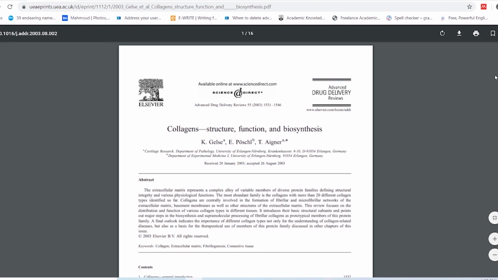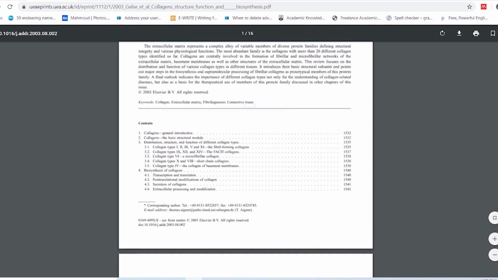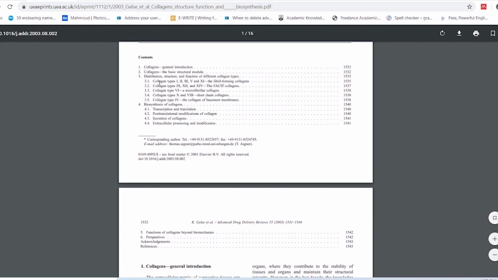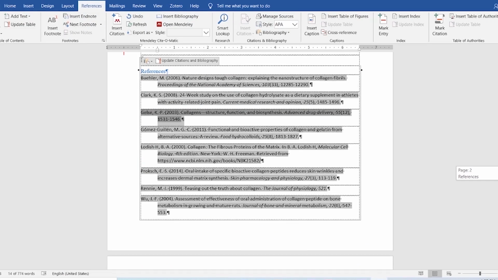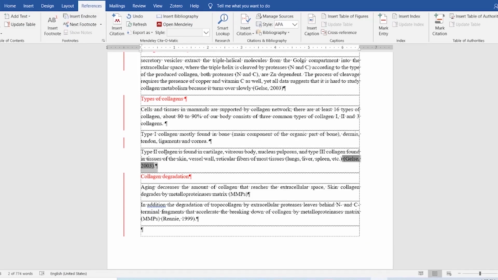Now you can see that it talks here about collagen structure, and it talks about collagen type 1 and 2, and even going further to the rest of collagen types. So here Gliese again, and it talks about collagen 1 and 2, so we will keep it as it is.